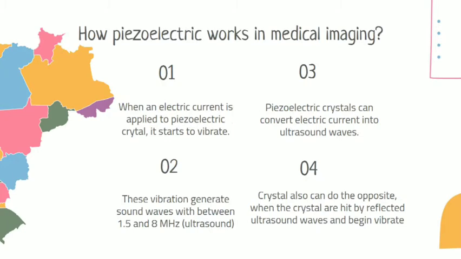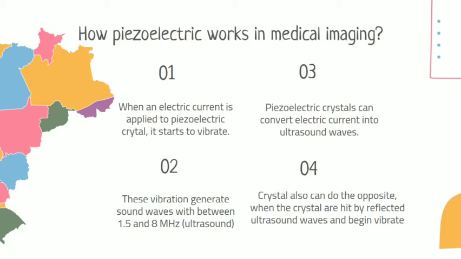Piezoelectric also can be used in medical imaging, but how it works? When an electric current is applied to piezoelectric crystal, it starts to vibrate. This vibration generates sound wave with between 1.5 and 8 MHz, which is ultrasound. Piezoelectric also can convert from electric current into ultrasound wave.